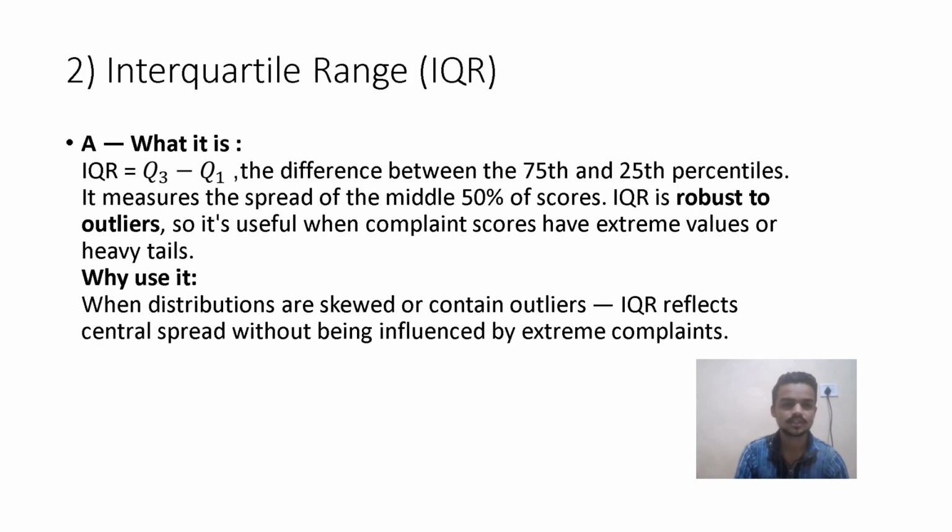Interquartile range. IQR is calculated as Q3 minus Q1, that's the 75th percentile minus the 25th percentile. It tells us how spread out the middle 50% of the data is. IQR is especially useful when the distribution is skewed or when there are outliers because it focuses on the central portion of the dataset and ignores extreme values.